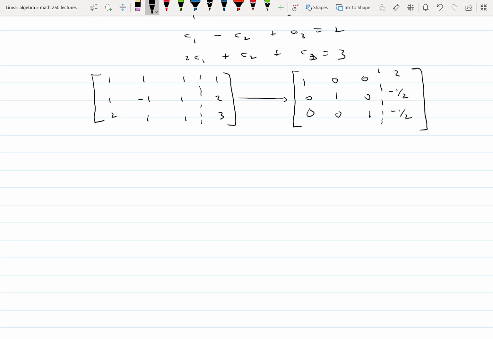Okay, so that says that C1 equals 2, C2 equals negative 1/2, and C3 also negative 1/2. So that tells us what our coordinates are. The coordinate vector of V relative to the basis beta is the column vector 2, negative 1/2, and negative 1/2.